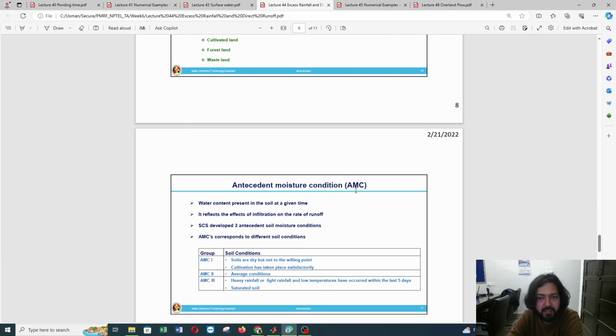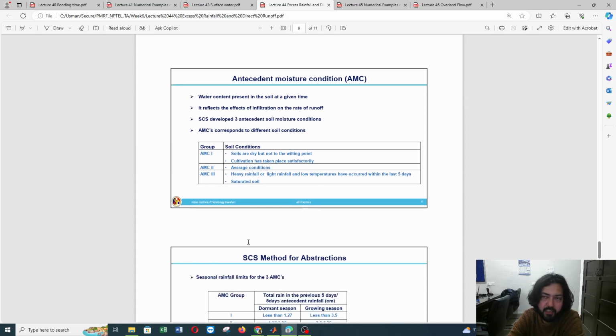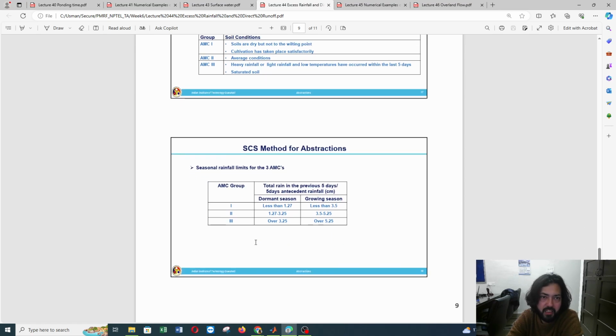Then we talked about antecedent moisture condition, which gives us the idea about the initial moisture content. It is divided into three groups, where the first group says that the initial moisture content is dry, the second says the condition is moderate or average, and the third says that there has been a heavy rainfall or storm event within the last 5 days.